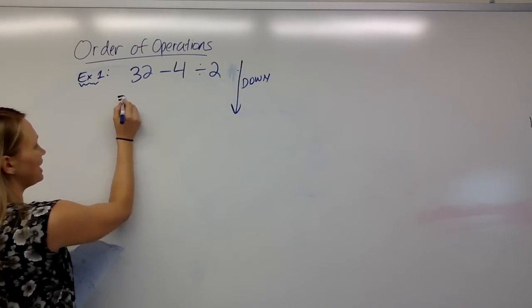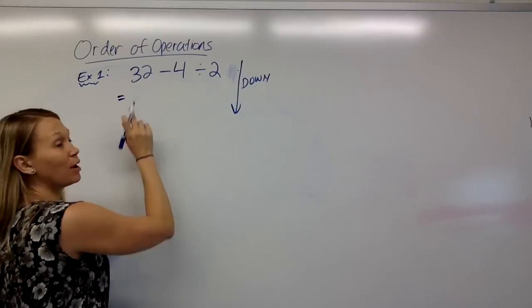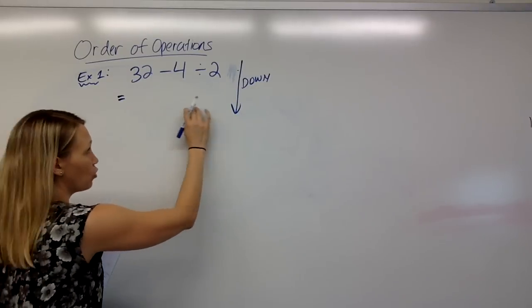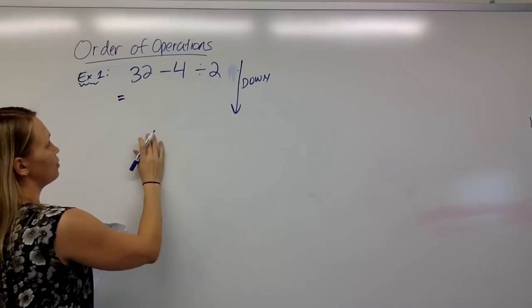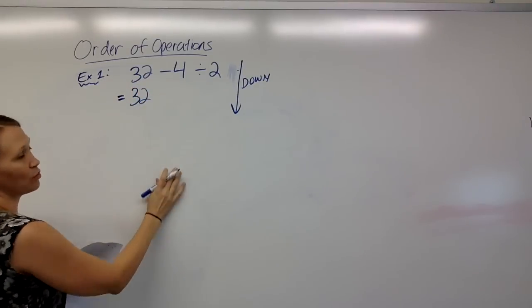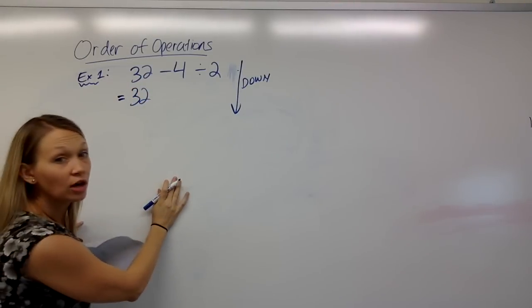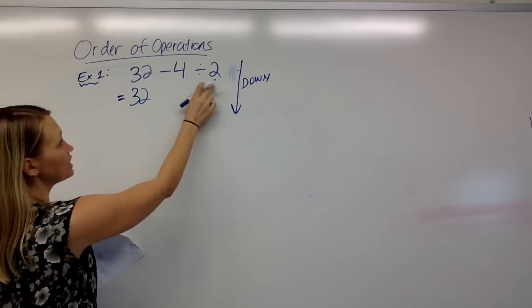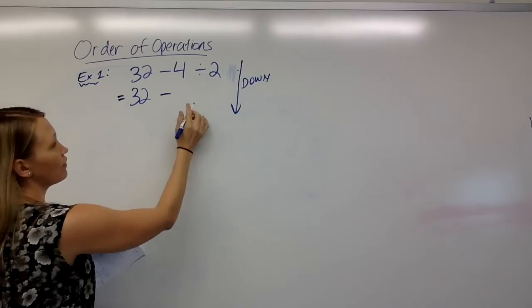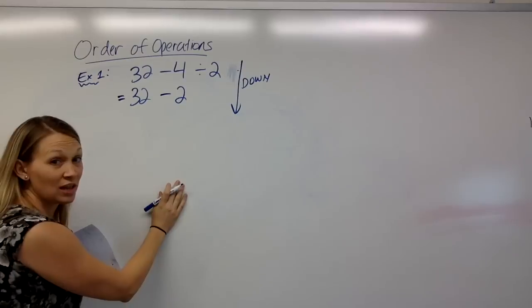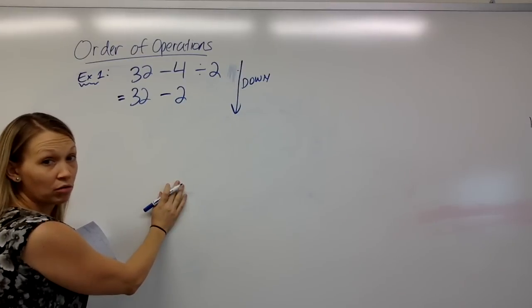No equal sign there. Everything has to go down. What I mean by equals is it equals the line above it. So I'm going to write an equivalent expression that equals what I did above. The 32 I'm not messing with yet. I'm showing my work step by step. I only did the division first. 4 divided by 2 is 2. So that's step one of showing my work.